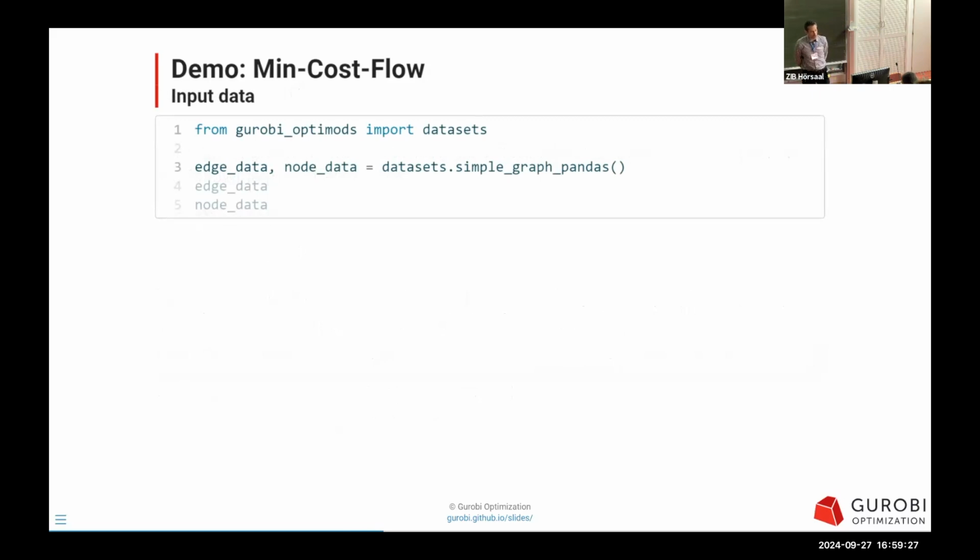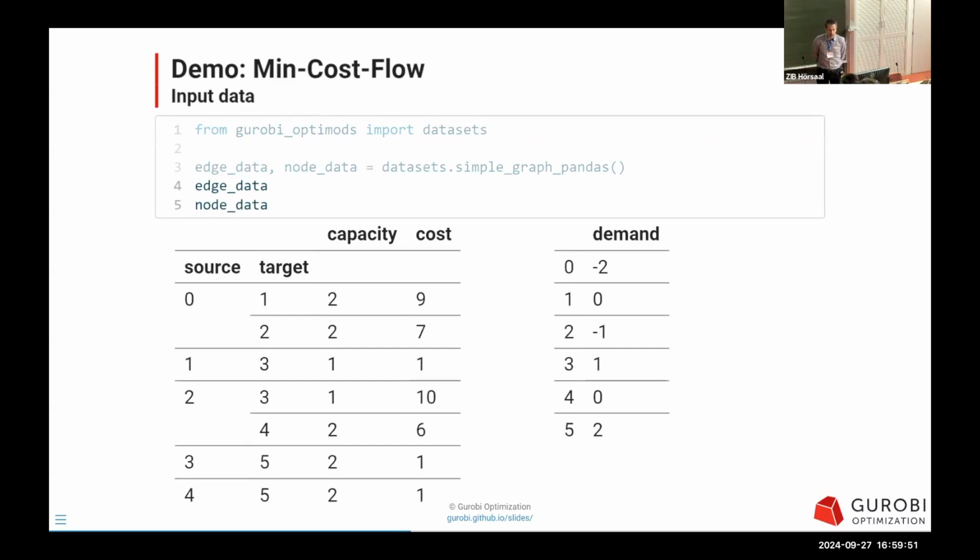So we have a bunch of predefined data sets that contain example data. So you can basically start right away using those OptiMods with those example data sets. And here we just have edge data and node data that we just get from this data sets module that is included with the OptiMods. So this is what it looks like. These are just two pandas data frames, right? So there's capacity and cost for those edges, and there's demands on the nodes.